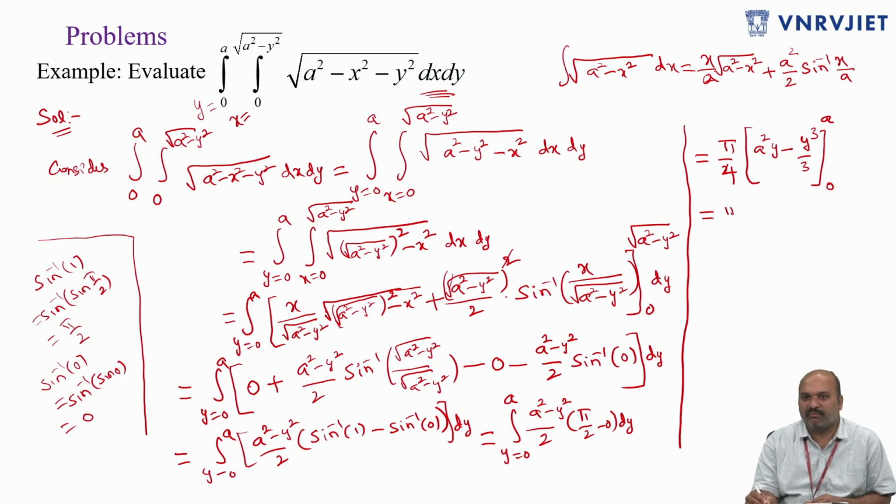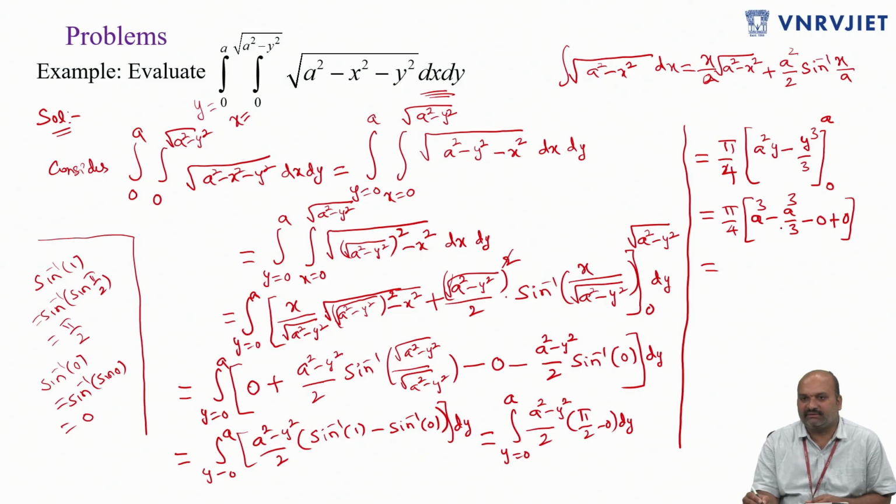This is equal to pi by 4. Let's substitute now. Instead of y, we have to substitute the limits. Upper limit is a square into a, which is a cube, minus, instead of y, it is a cube divided by 3. Substitution of lower limit: minus 0, instead of y it is 0, no contribution. Minus into this minus becomes plus; here it is 0, no contribution. That is equal to a cube minus a cube by 3.